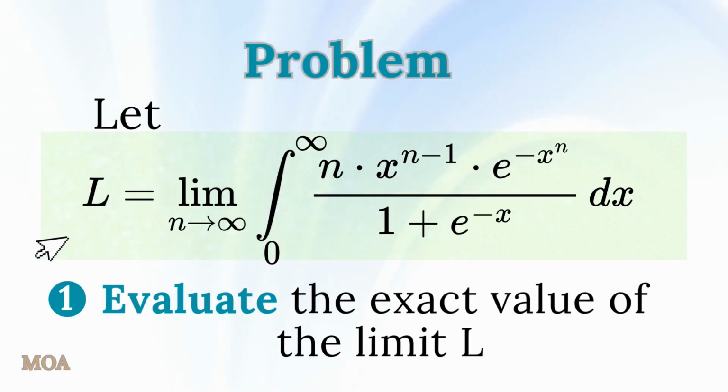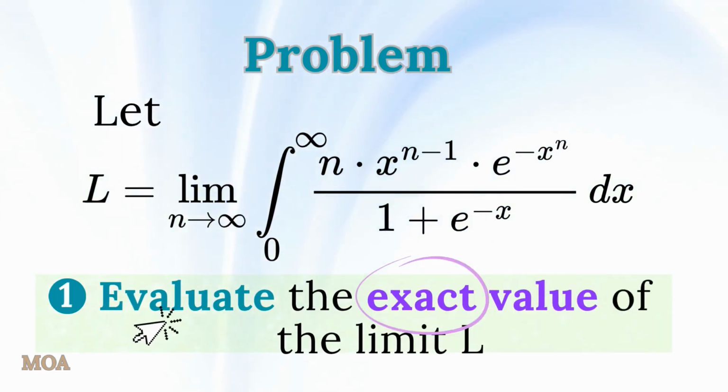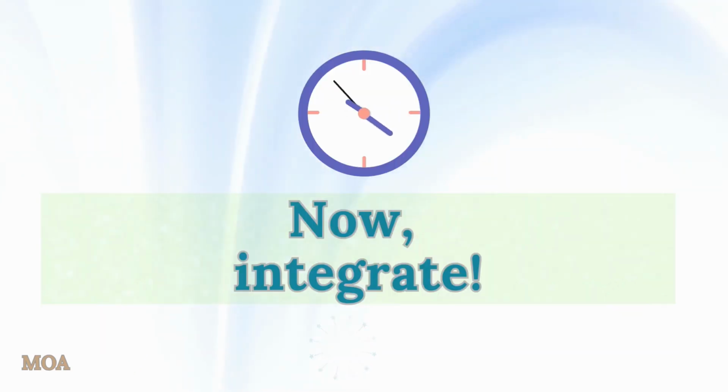Let capital L be the limit as n approaches infinity of the integral from 0 to infinity of n times x to the n minus 1 times e to the negative x to the n over 1 plus e to the negative x with respect to x. The question is to evaluate the exact value of the limit L. Now, integrate.